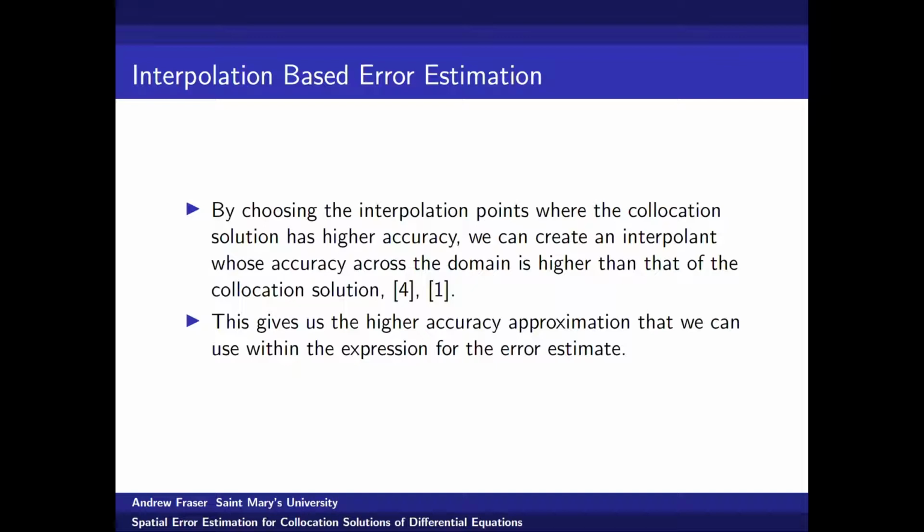So, by choosing our interpolation points where the collocation solution has higher accuracy, we can create an interpolant whose accuracy across the domain is higher than that of the collocation solution. And this gives us the higher accuracy approximation that we can use within the expression for the error estimate.